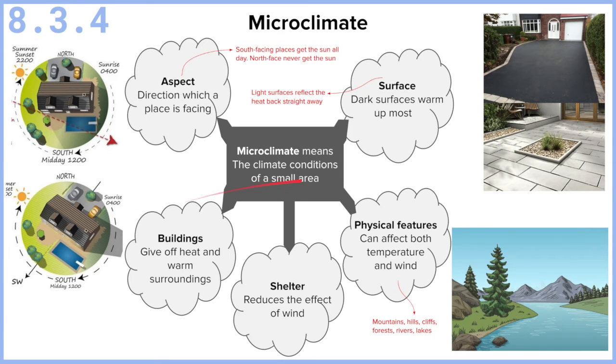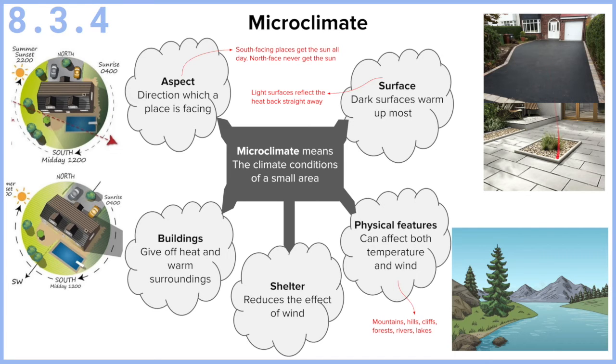The next one is surfaces. Now the colour of the surface actually changes how warm the surface is. So darker surfaces, and this is the same for anything, it's not just things on the ground, it's a scientific fact. We have different types of resistance or the ability to retain heat or absorb heat. So darker surfaces actually take in more heat than lighter surfaces. So lighter surfaces reflect the heat back.